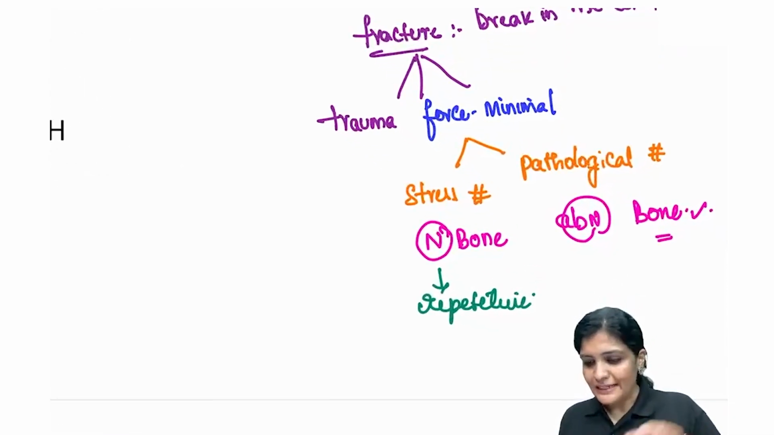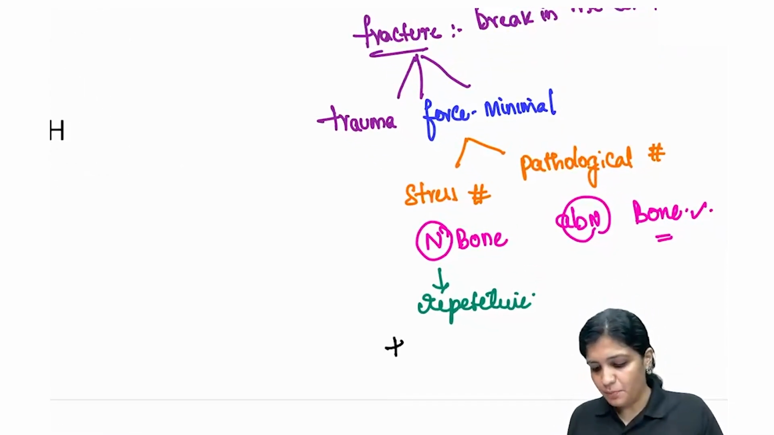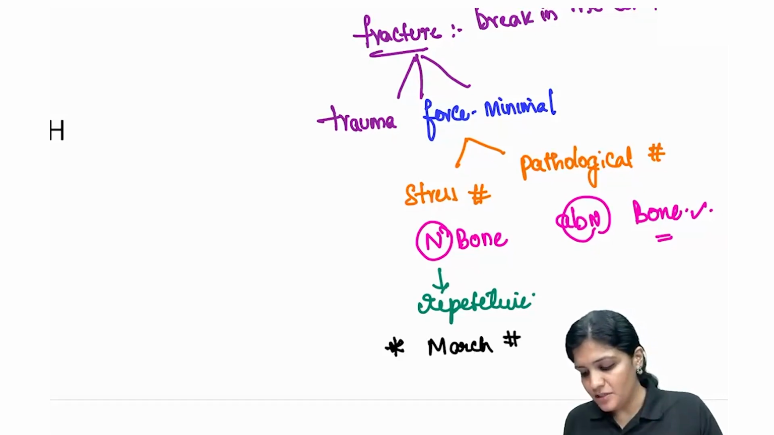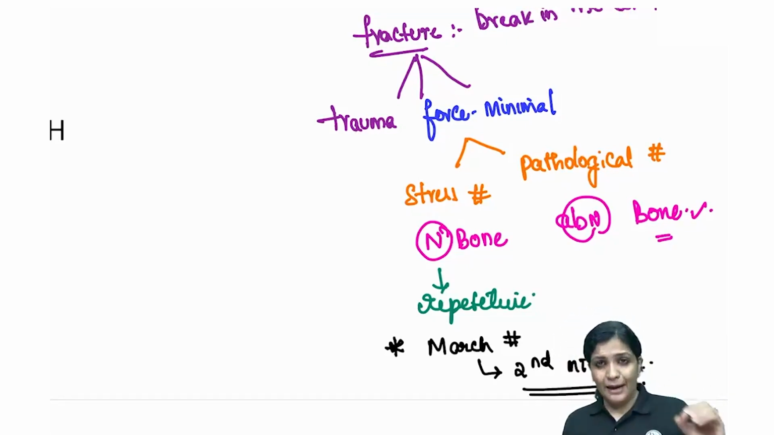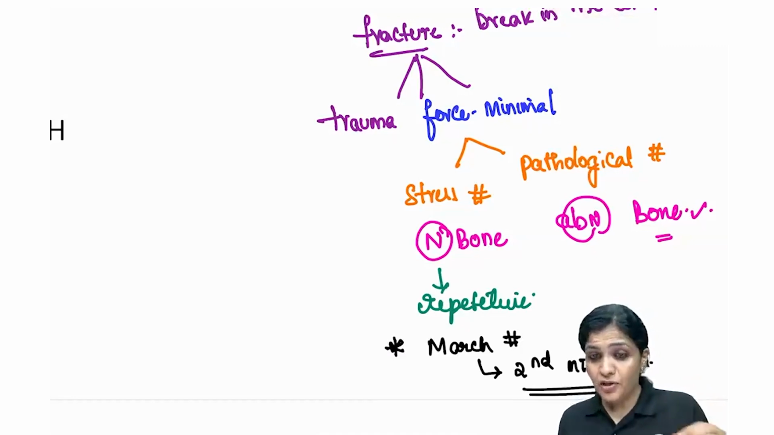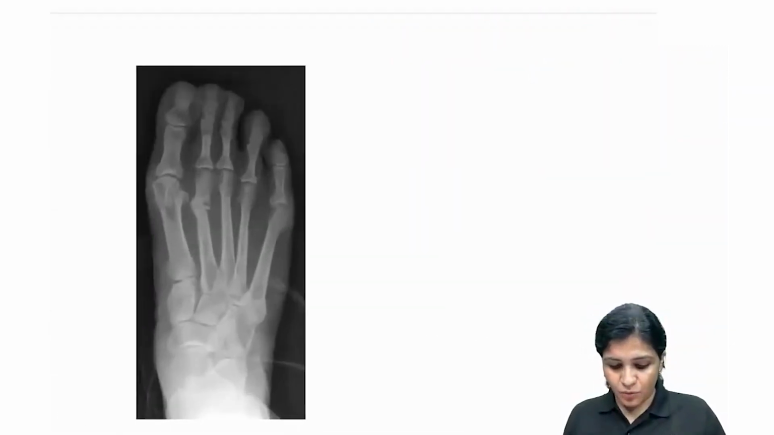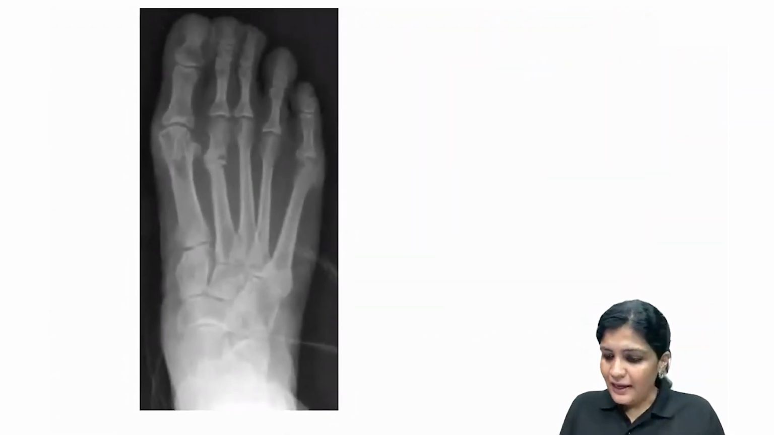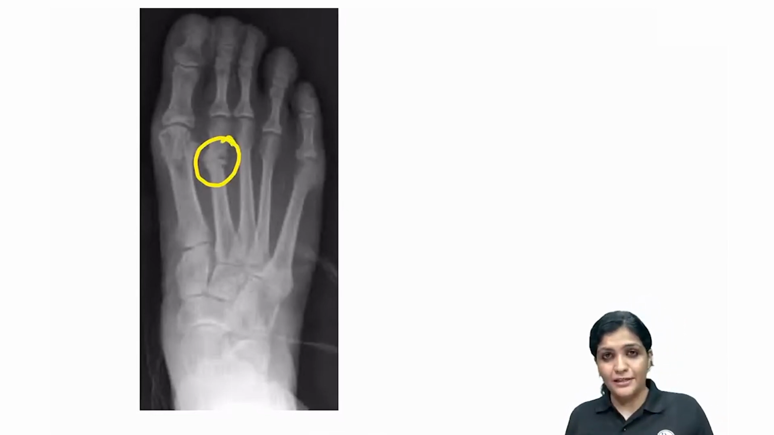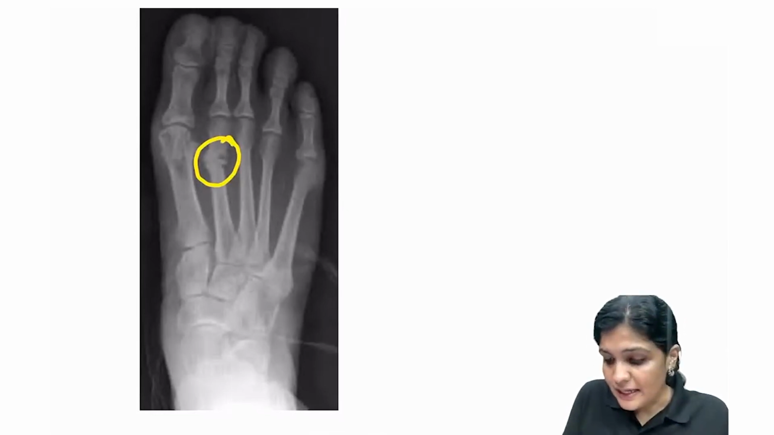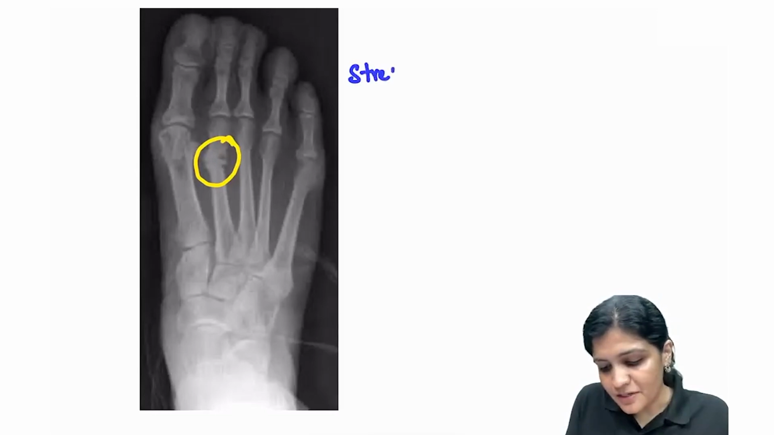So what is the classical example of this stress fracture which is important? This is called the March fracture, where you see a fracture in the second metatarsal neck. So one classical example of your stress fracture is your March fracture. Now you see, where you can identify a fracture here, exactly. This area, the second metatarsal neck fracture, is an example of a stress fracture.